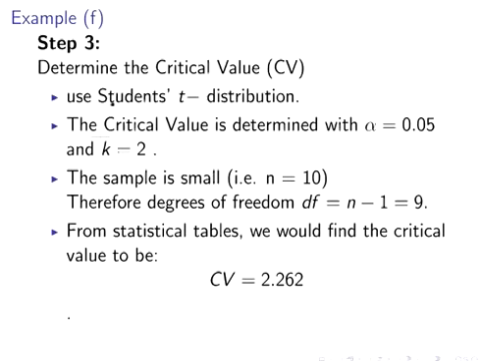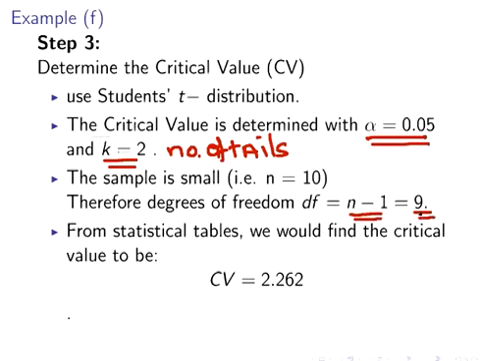What we're going to do now is use the Student t-distribution. We have a small sample, so we're going to use the Student t-distribution. The critical value is determined using the following factors. Alpha is 0.05. Number of tails is 2. It's a small sample, n equals 10, and therefore the degrees of freedom, df, is n minus 1, and in this case it's going to be 9.